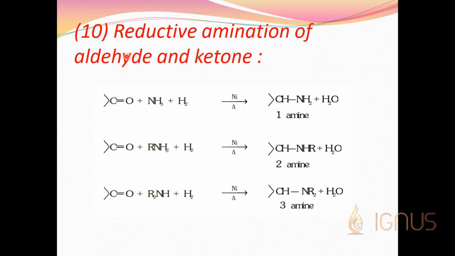Reductive amination of aldehyde and ketone. Here, if you have to get a primary amine, then you have to treat ammonia with the ketone in presence of hydrogen and nickel, and you will be getting primary amine as the product. If you have to get secondary amine as the product, then you have to treat RNH2, a primary amine, with the ketone in presence of H2 nickel. If you have to get tertiary amine as the product, then you have to treat secondary amine with the ketone in presence of hydrogen, nickel. For tertiary amine, secondary amine. For secondary amine, primary amine. Just note down all these reactions. This is very important.